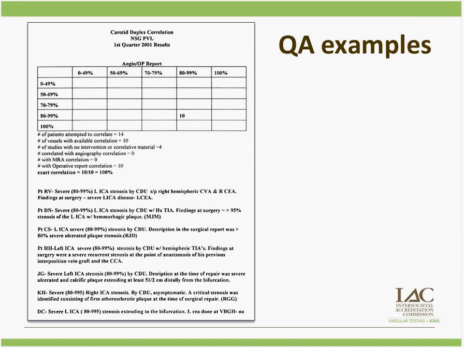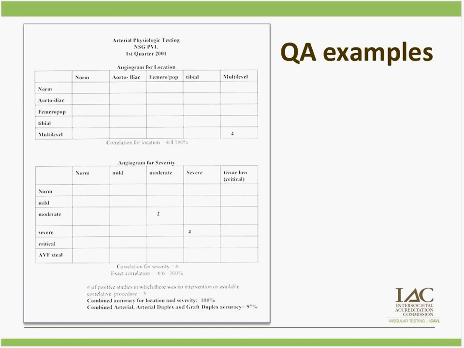Here's another one, just a simple matrix again for carotid exams. What you would do is put your selected categories of disease from the listing of criteria that you have selected in your lab, and then the same categories of disease based on whatever your gold standard is that you're comparing it to. Angiography, op report, most of the time it would be more angiography, CT, MR, something like that.